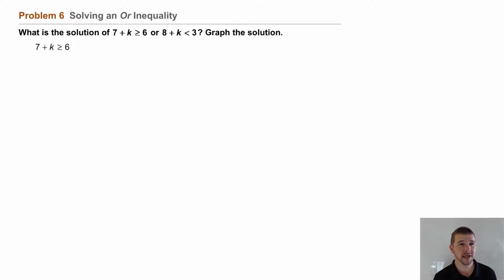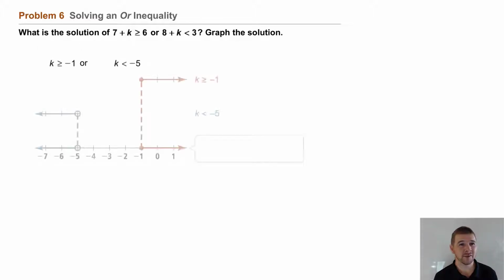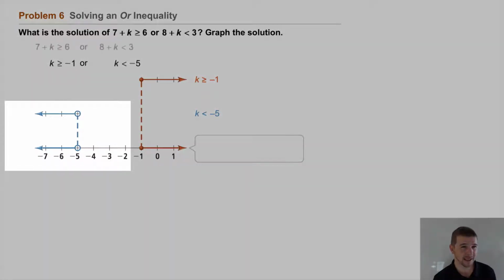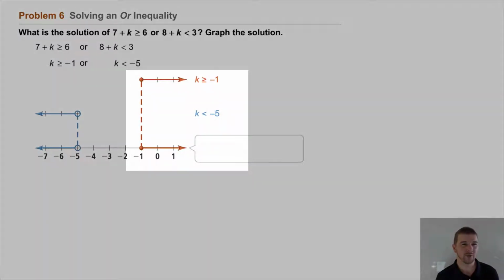First, 7 plus k is greater than or equal to 6 simplifies to k is greater than or equal to -1, and the inequality 8 plus k is less than 3 simplifies to k is less than -5. Here we can see these inequalities graphed. In blue, k is less than -5, and in reddish-orange, k is greater than or equal to -1.